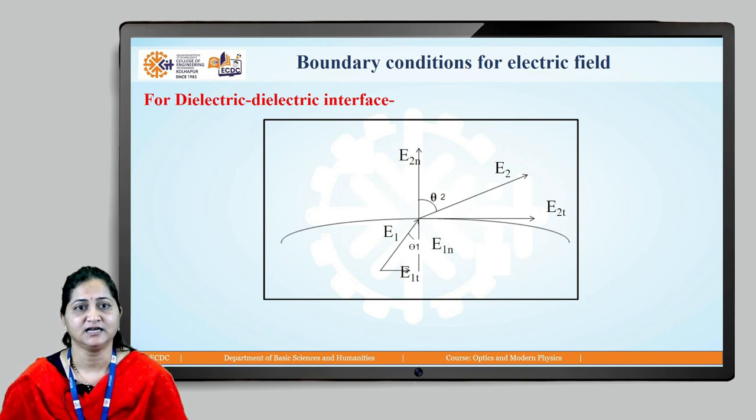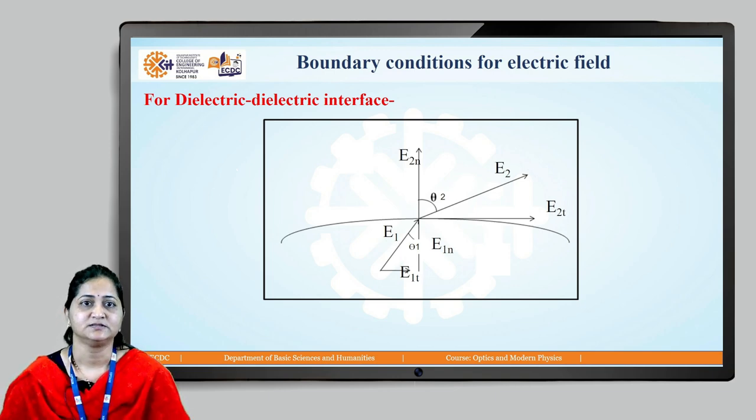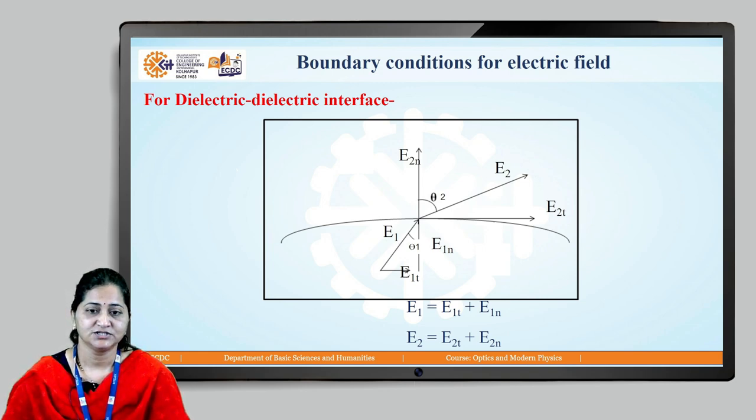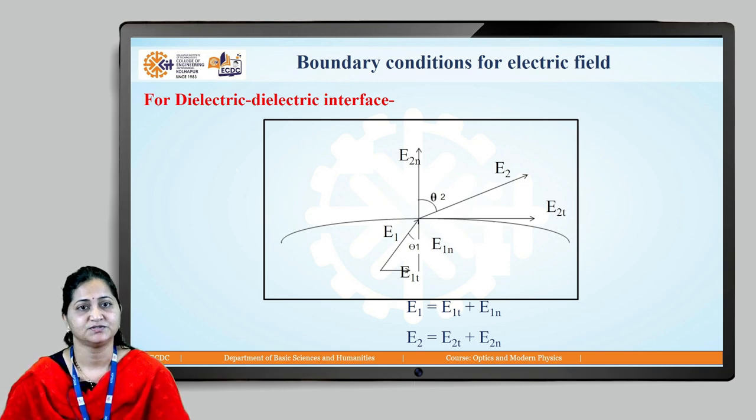As this electric field is inclined to the interface, it is resolved into normal and tangential components. E1 has tangential component E1t and normal component E1n, as you can see in the diagram. E2 also has tangential and normal components E2t and E2n respectively. So E1 and E2 are the resultants of the respective tangential and normal components. We can write E1 equals E1t plus E1n, and E2 equals E2t plus E2n. Now, how these tangential and normal components behave as the electric field propagates from the first medium to the second medium, that we will see now.